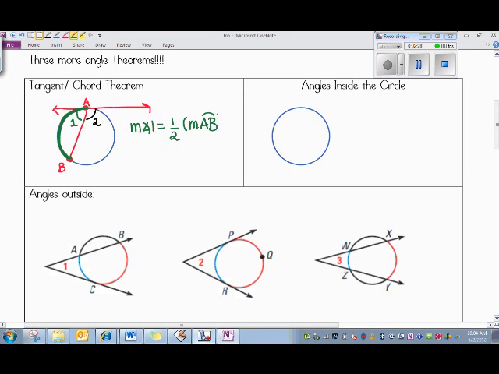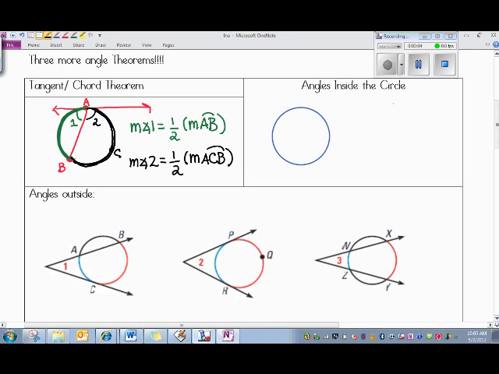So if that's the case for the measure of angle 1, what do I know about the measure of angle 2? It's also going to be half the measure of the intercepted arc, but since this is a major arc, I need to tag in another letter. So the measure of angle 2 is 1/2 the major arc ACB. So this black arc. You have to make sure you name it, connect the dots, ACB. Easy?